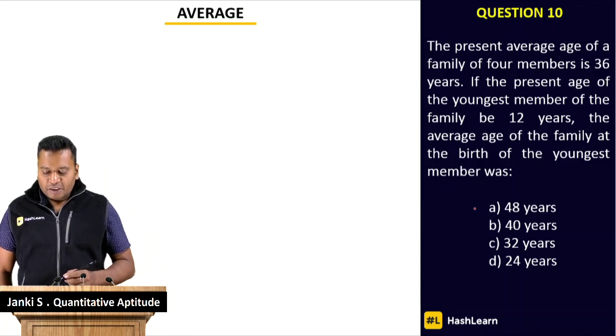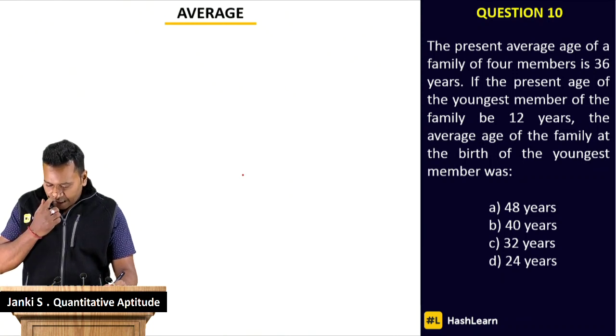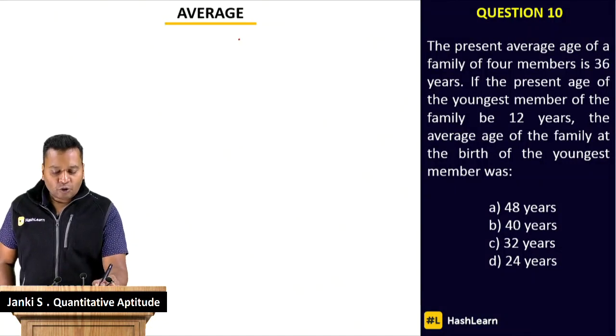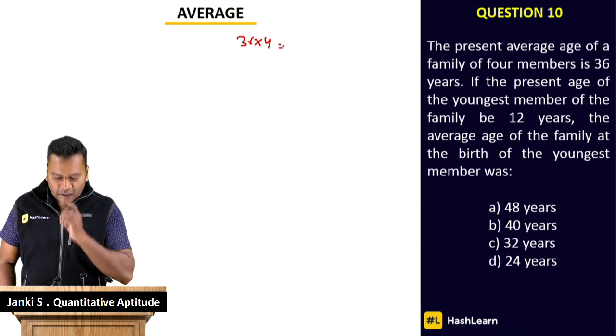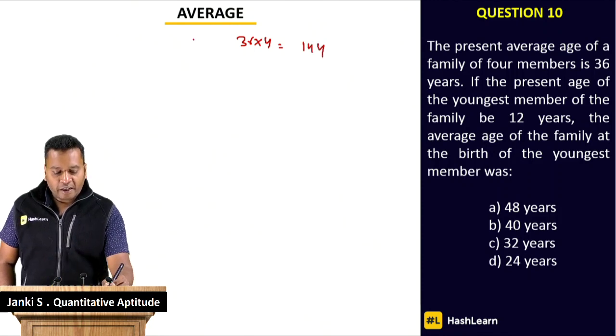Now the next one: the present average age of a family of 4 members is 36 years. If the present age of the youngest member of the family is 12 years, the average age of the family at the birth of the youngest member was. So same thing, I'll go by the basic calculation. 36 into 4, let's multiply these values. So 144 is the total age presently, right?